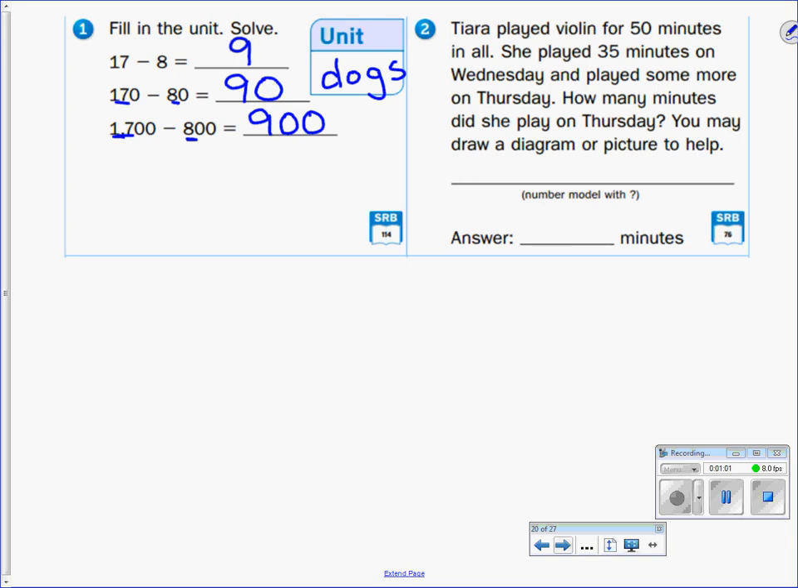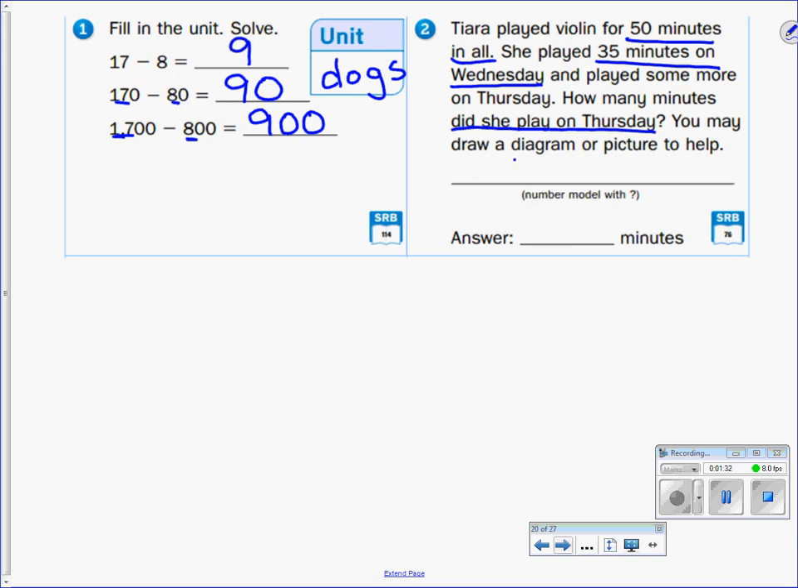Number 2, Tiara played violin for 50 minutes in all. She played 35 minutes on Wednesday and played some more on Thursday. How many minutes did she play on Thursday? Okay, we're going to give a number model with a question mark. So let's go back. We know she played 50 minutes in all, so we have our total. And we know that she played 35 minutes on Wednesday. We want to find out how much she played on Thursday.